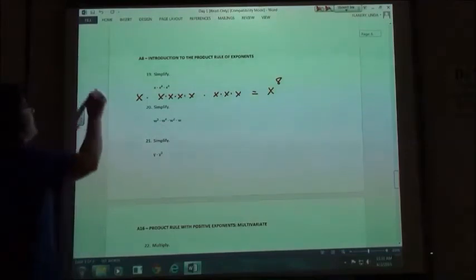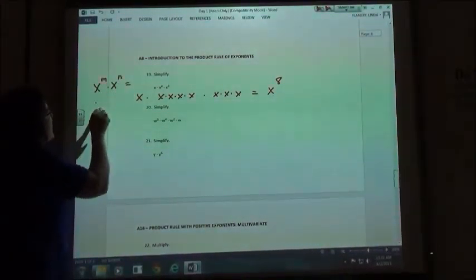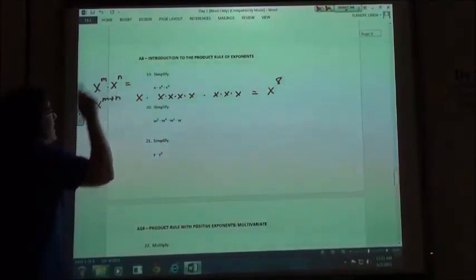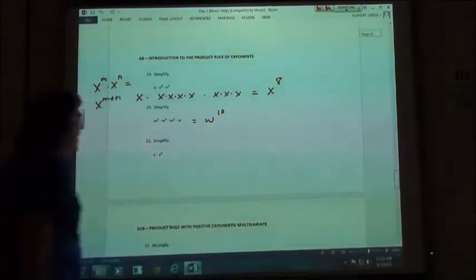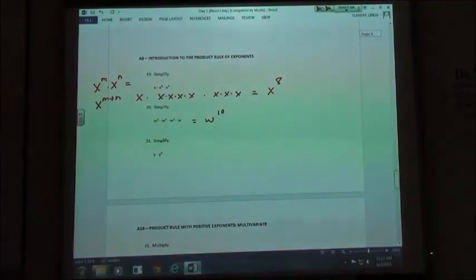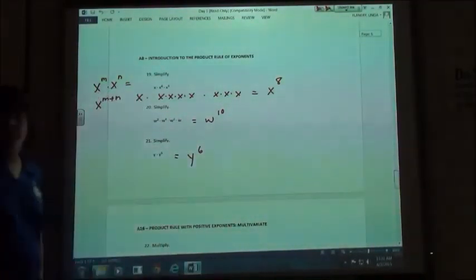So they're going to say something like x to the m times x to the n is equal to x to the m plus n. When I multiply with the same base, I add my exponents. So w cubed times w to the fourth times w squared times w would be w to the 10. And y times y to the fifth, y to the sixth. You already knew those.